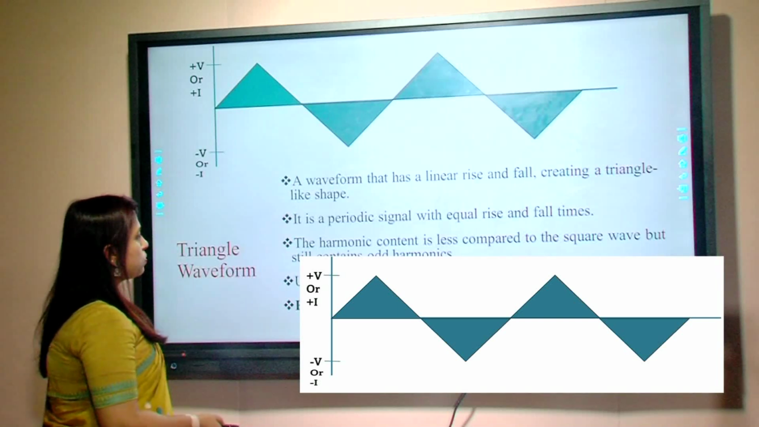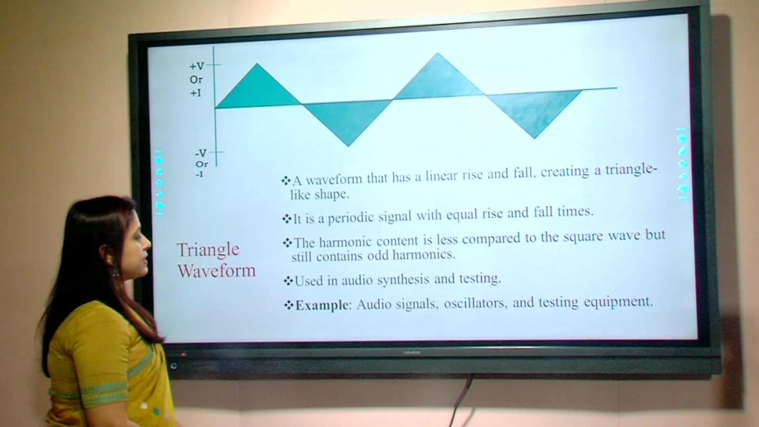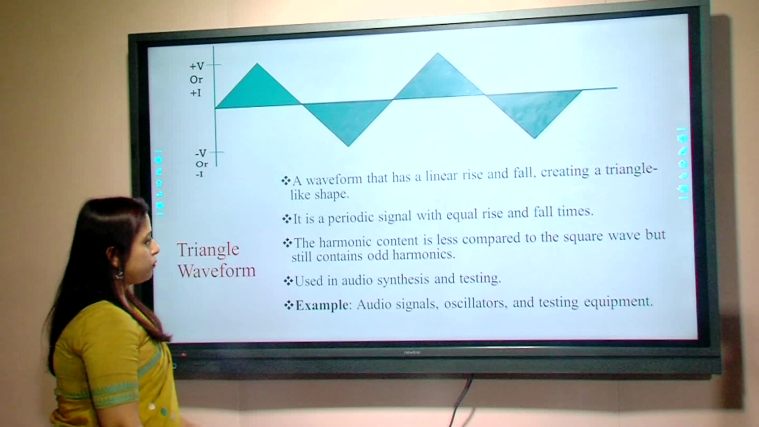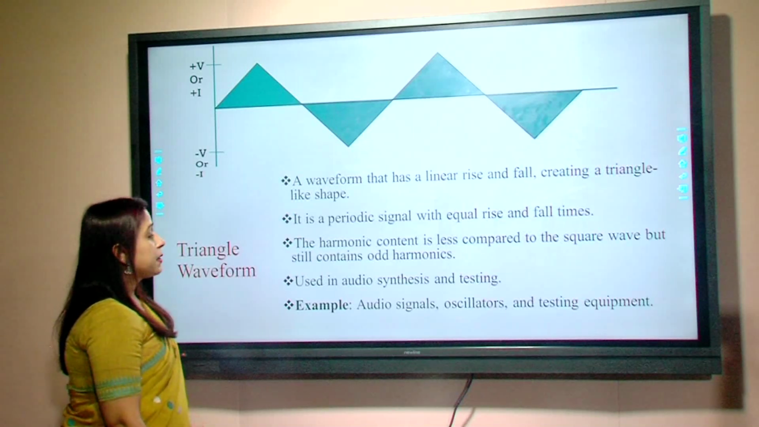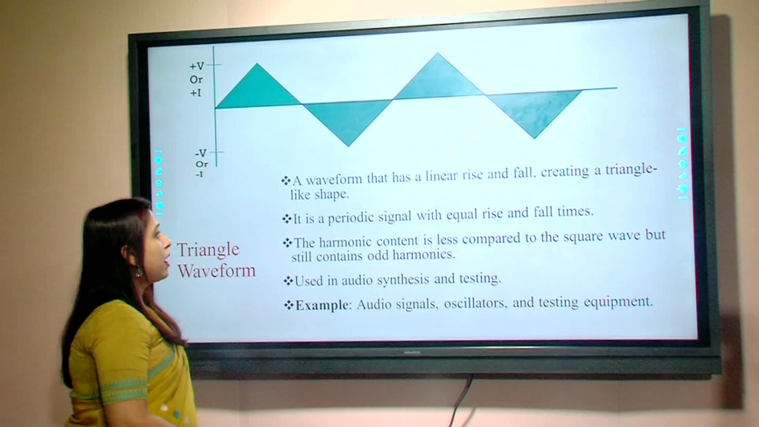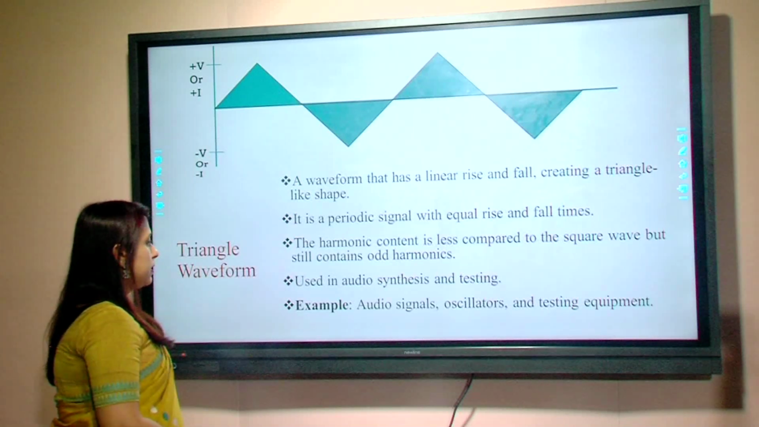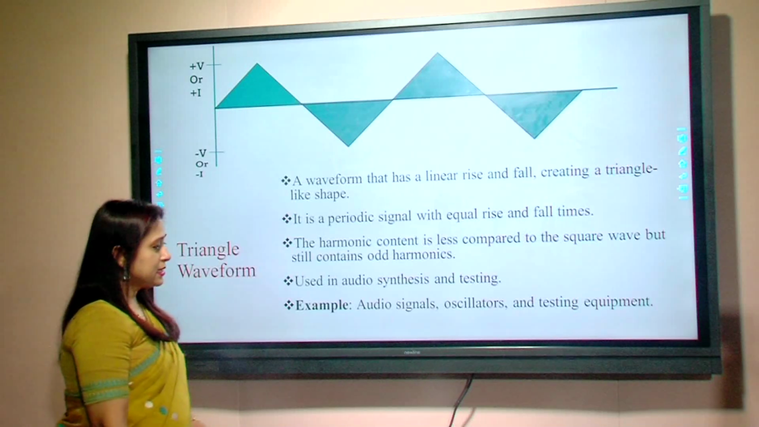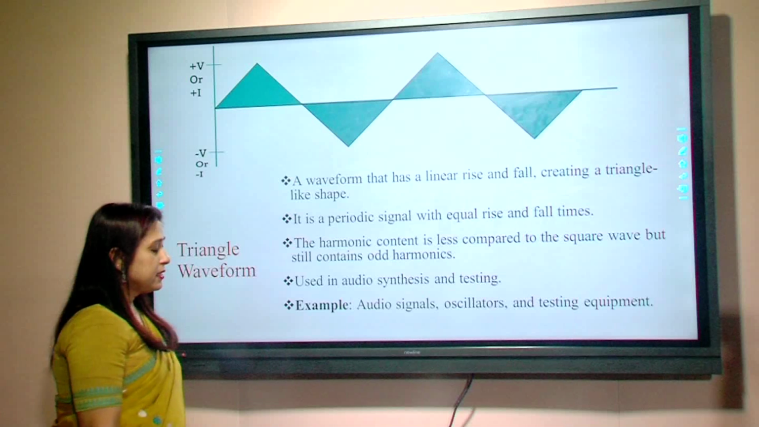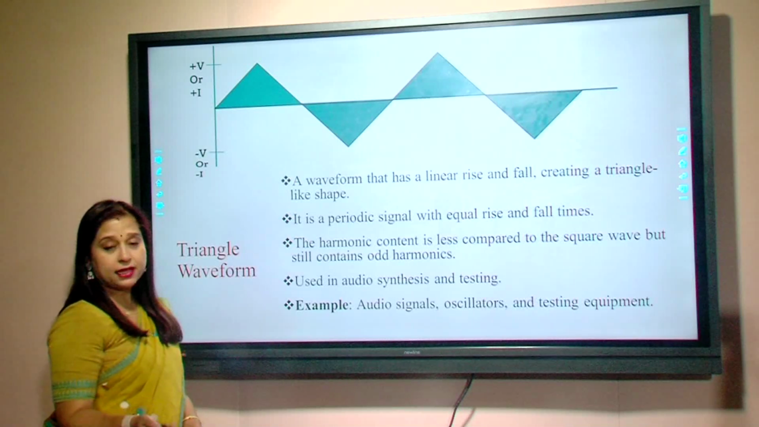So in case of triangular waveform, it has a linear rise and fall creating a triangle like shape. It is a periodic signal with equal rise and fall times. So this kind of waveform finds applications in audio synthesis, audio oscillators and testing equipment, etc.